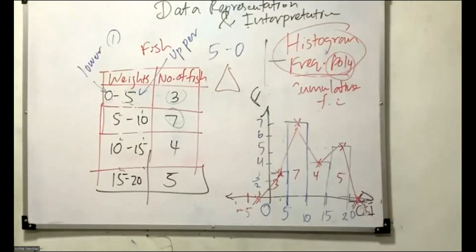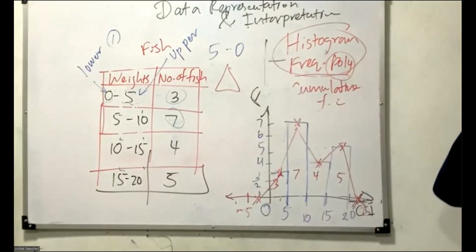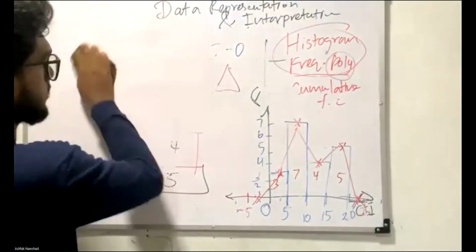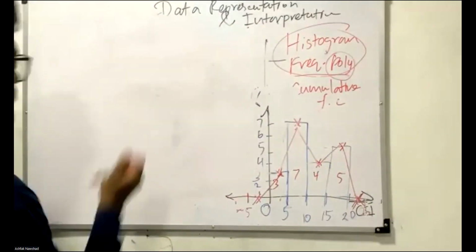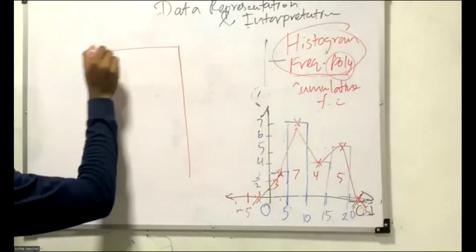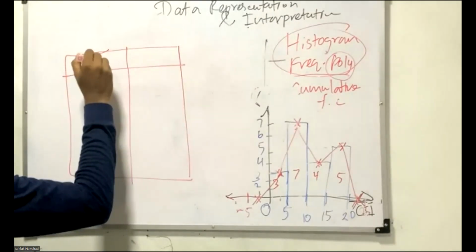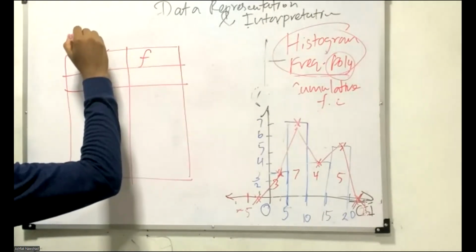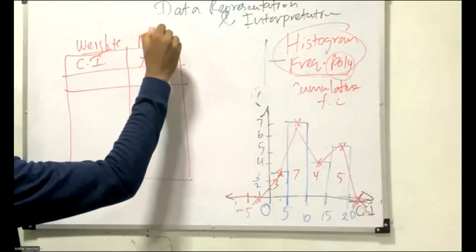Yeah. So one example is done. We have another 2 examples, and then we can move on to the cumulative frequency. I'll give you a table. The same fish example, but the data is different. See, class interval and frequency. This is weights, and the frequency means number of fish.